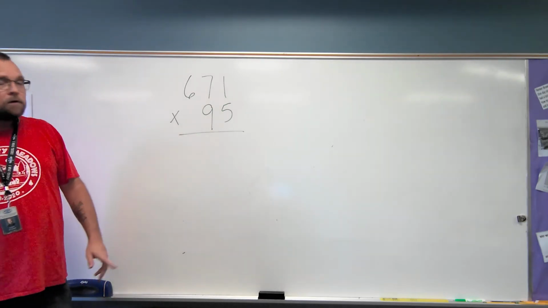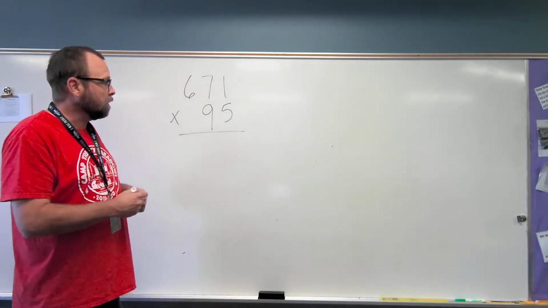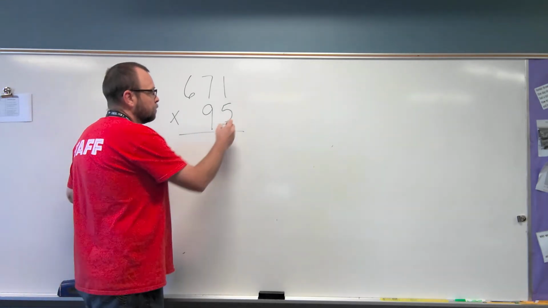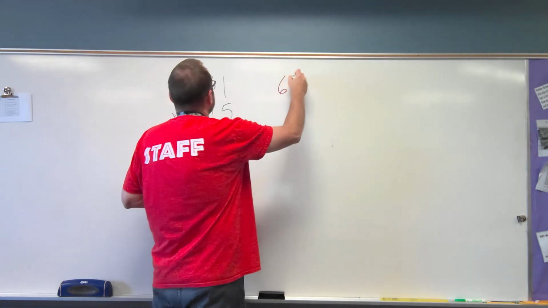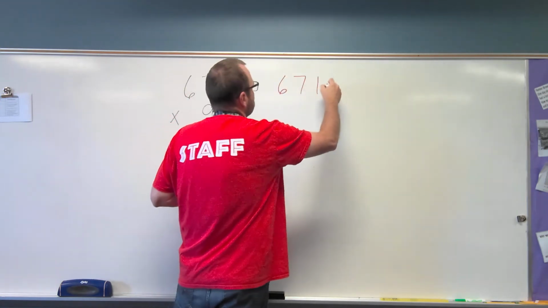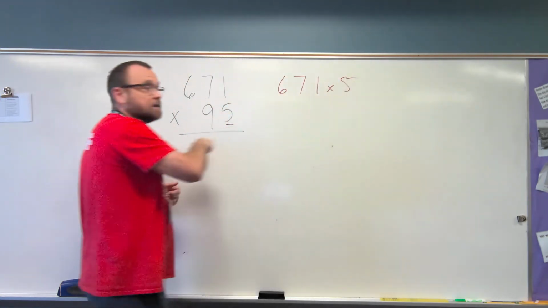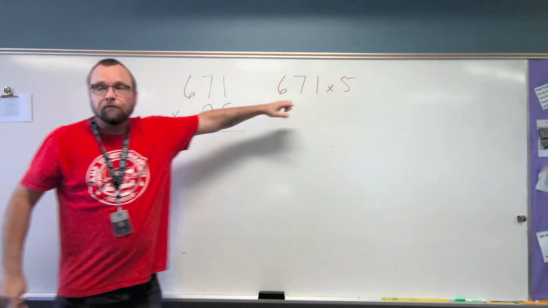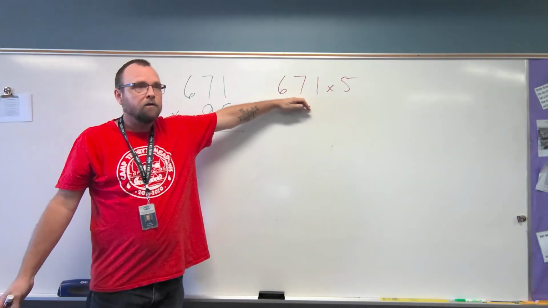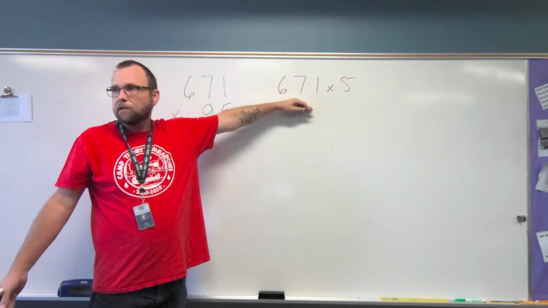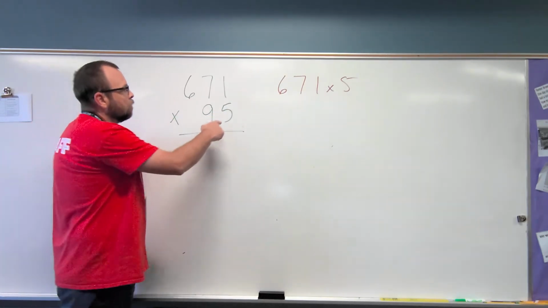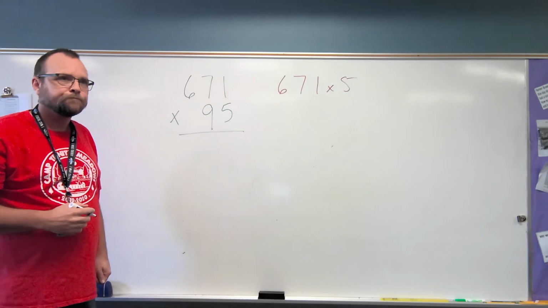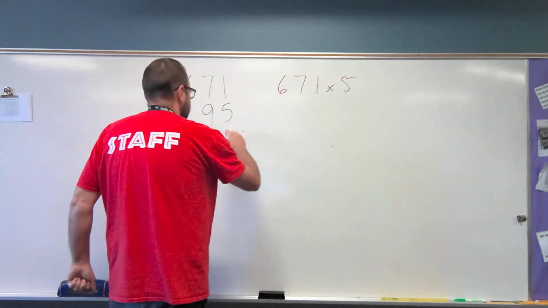So, Dax, what place is the 5 in? 1's place. So I'm going to break this down, and I'm just multiplying 671 times 5, because that's all I'm doing here. If I give you this problem, you're all like easy peasy. So Dax, what's 5 times 1? 5.